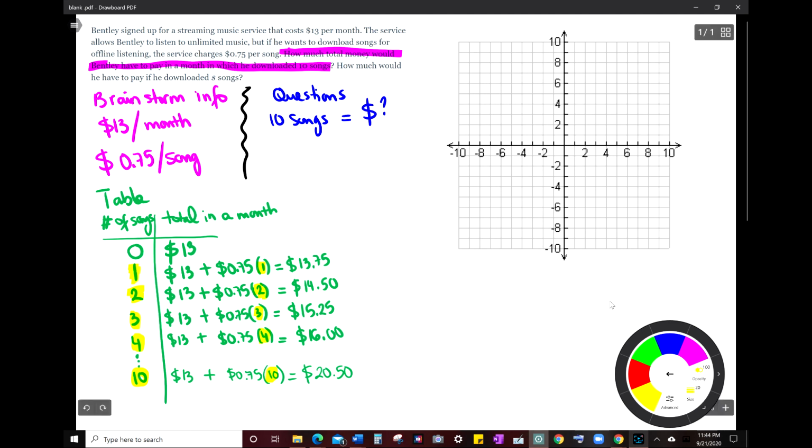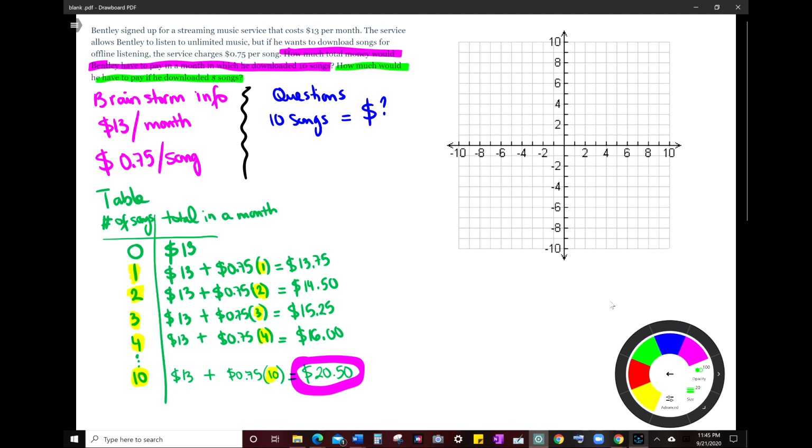Okay, so my answer for how much total money Bentley would have to pay in a month in which he downloaded 10 songs is $20.50. That's the answer. So now the next question is, how much would he have to pay if he downloaded S songs? So S right here means any number of songs, like 20 songs or 30 songs or 50 songs. But we need to figure out the formula for this problem.